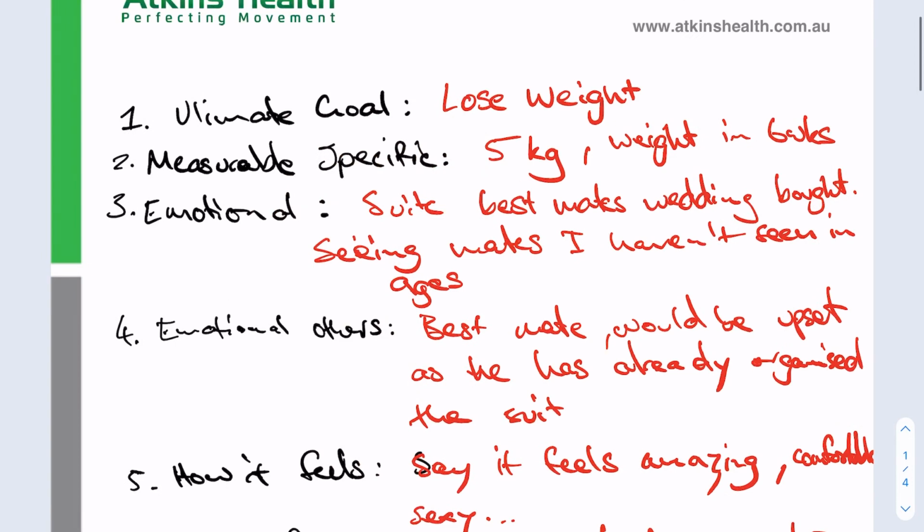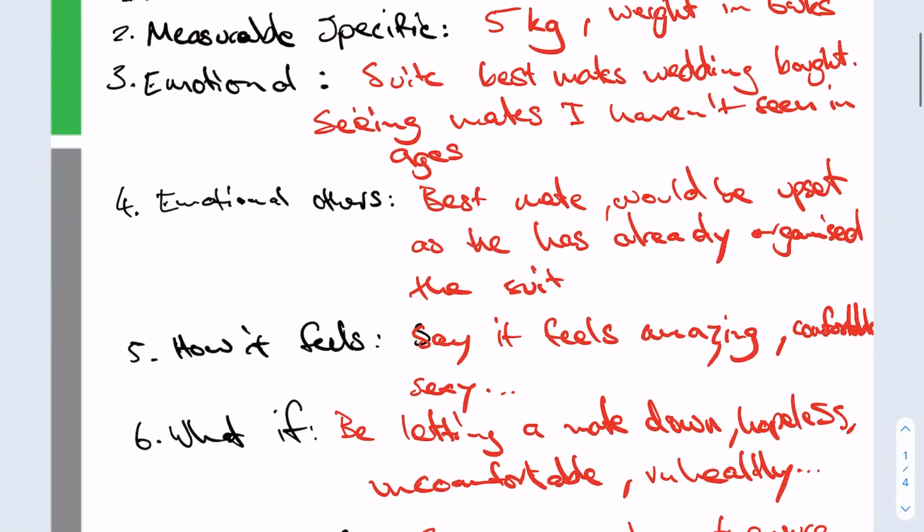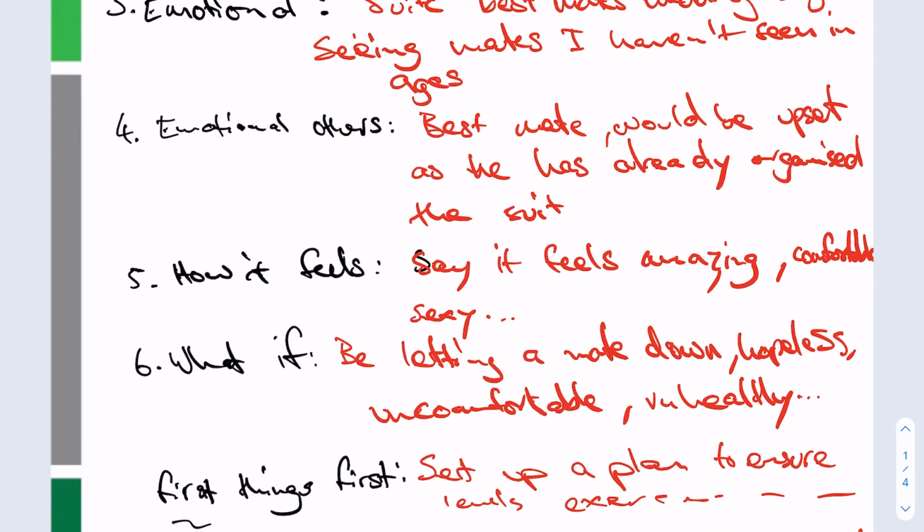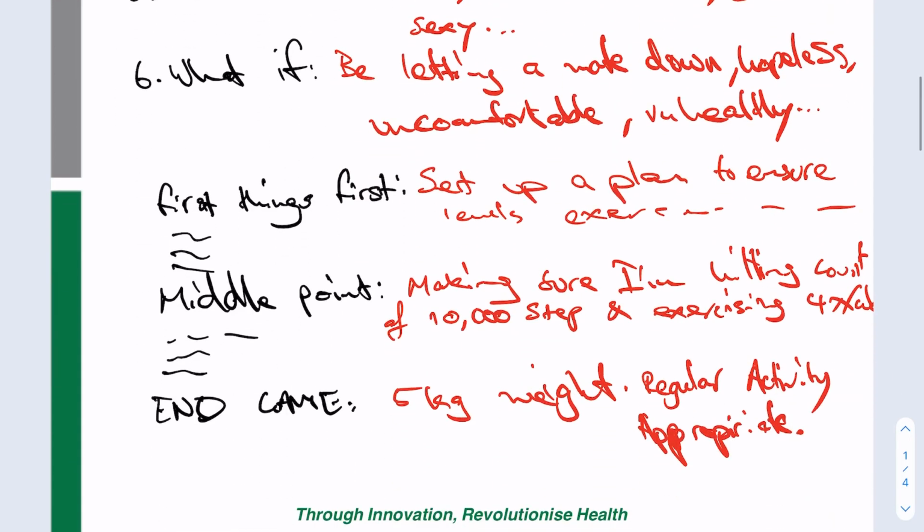So we started with the ultimate goal. We've made it really specific and measurable so we can actually say, yes, we've achieved it, or no, we haven't. We've looked at making sure that we're connected to this in an emotional way, because that we know is what drives us more than anything. We've really played on those emotions, and we've looked at how it is that we feel and what if it doesn't happen. Then we've started to devise a little bit of a plan.